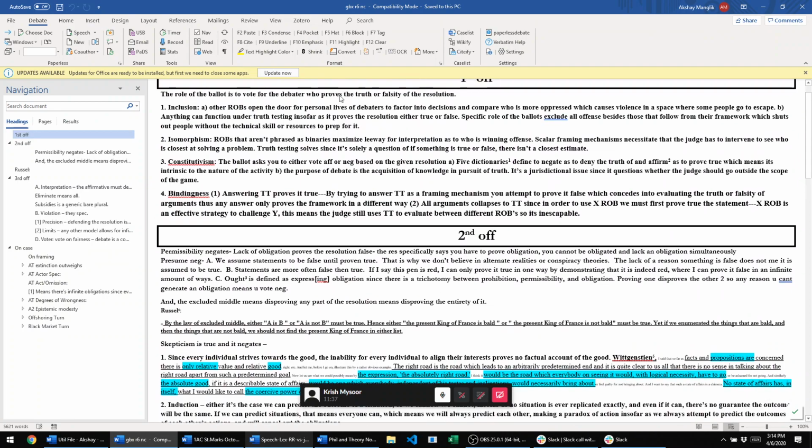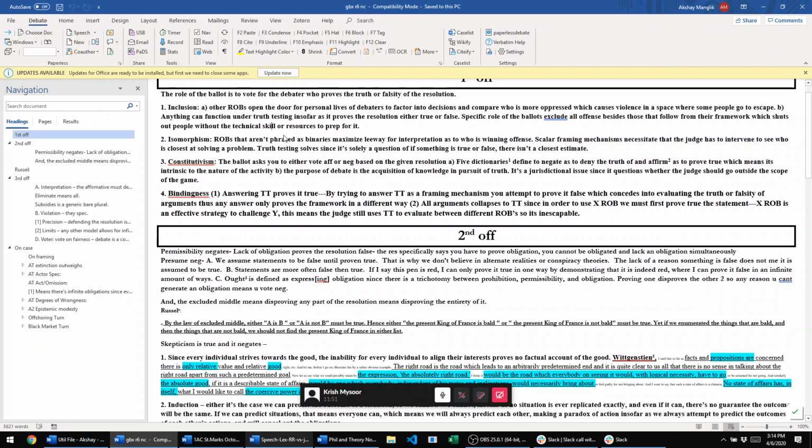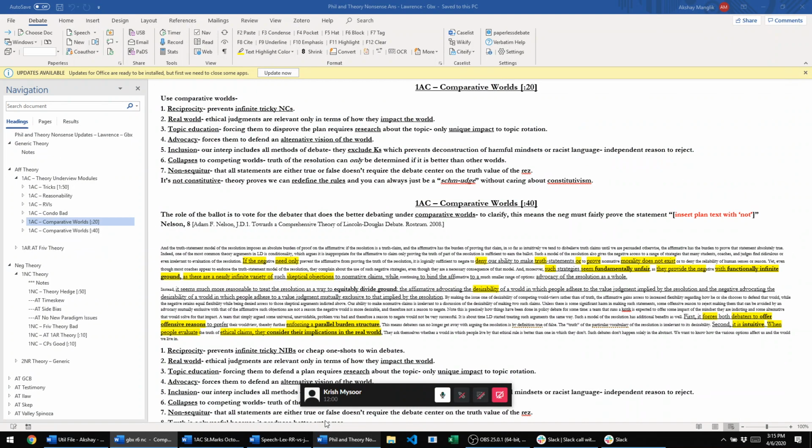In a real debate, you obviously wouldn't answer their position. You'd be a little more efficient. But if you prove conclusively that you should use comparative worlds, or you answer truth testing, then they can't go for a lot of their blippy tricks offense. Think of it as a stopping point where you don't have to deal with any of their blippiness, relatively.